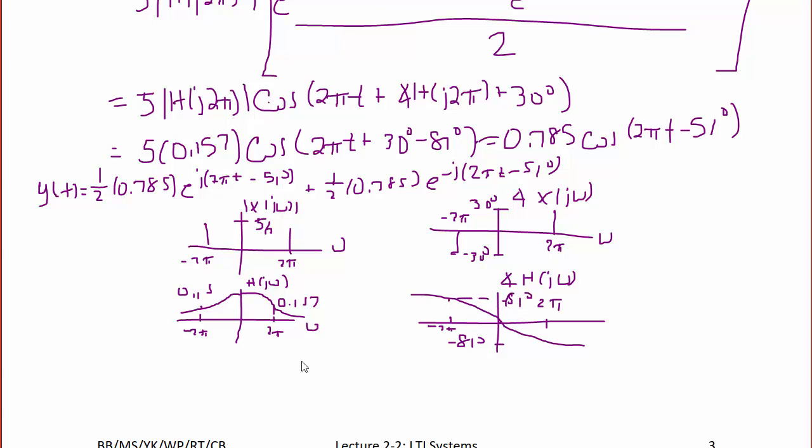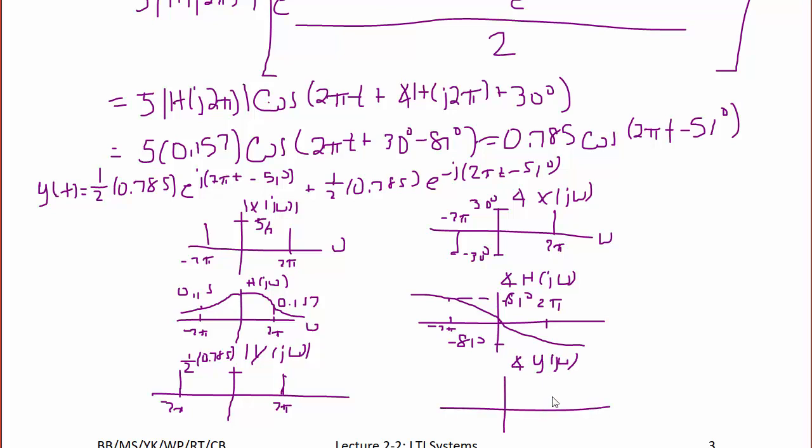And then we're going to do the magnitude of Y(jω). The magnitude of Y(jω) also has two values at 2π and negative 2π, and for both of those, its value is 1/2 times 0.785. And the angle of Y(jω) is going to have two values, one at 2π, which is negative 51 degrees, and one at negative 2π, which is positive 51 degrees.